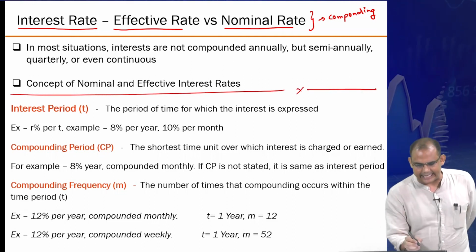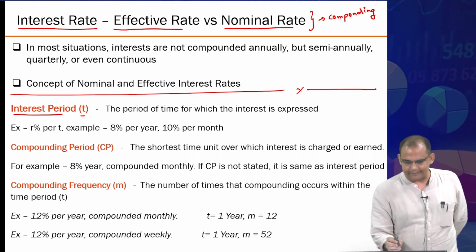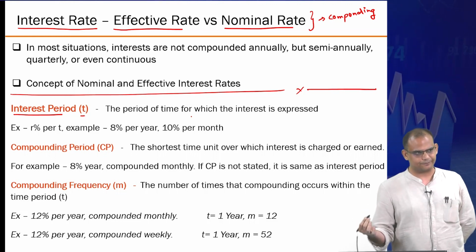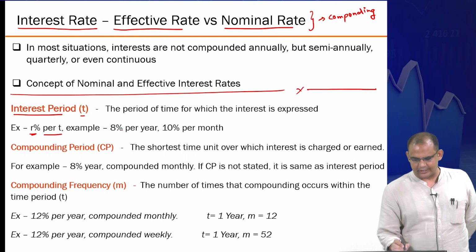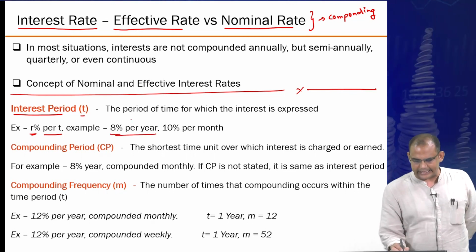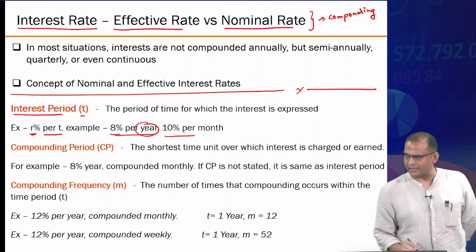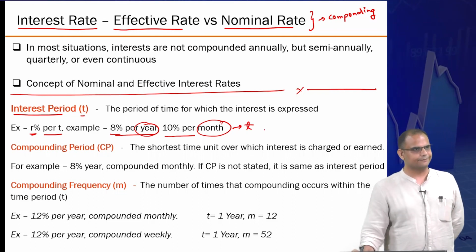So first is the interest period T. I will denote it with a small t. What it means is the period of time for which the interest is expressed. For example, R percentage per T. So 8% per year. If I say that this is the interest rate, T is your year. When I say 10% per month, month is the time period that we're talking about, T.